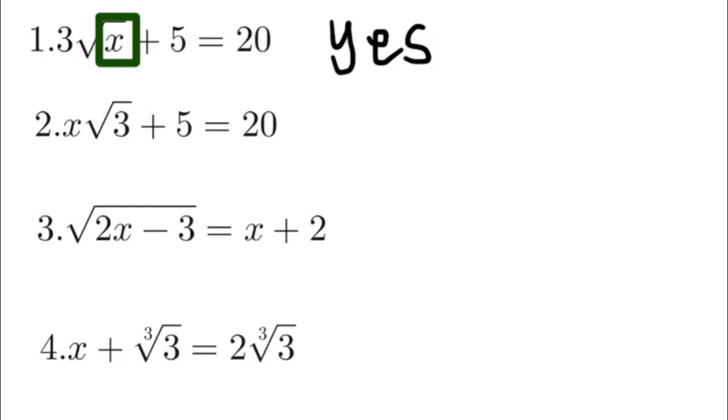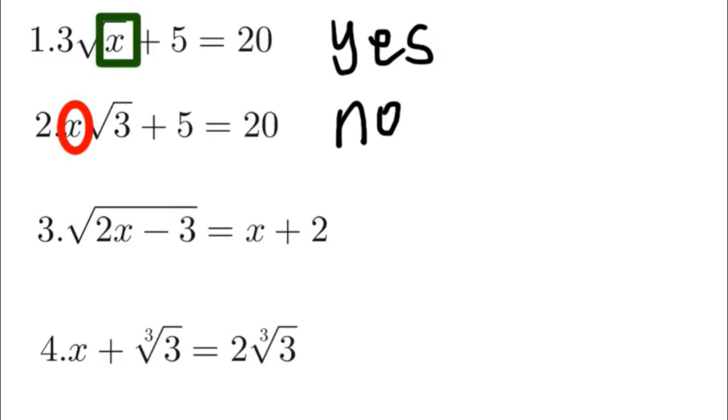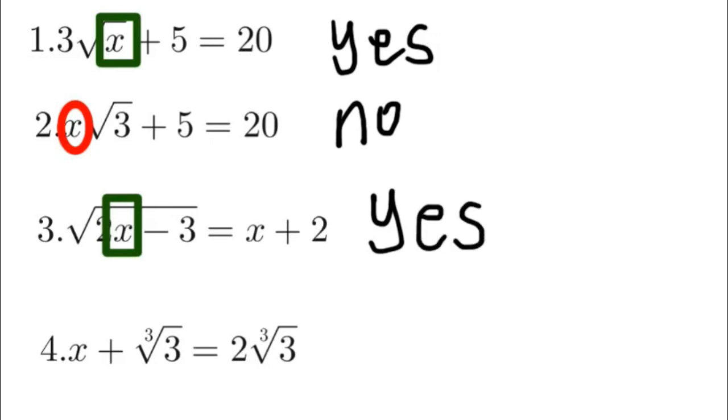Number 2, we have x square root of 3 plus 5 is equal to 20. Since our unknown quantity is outside the radical sign, number 2 is not a radical equation. So that is a no. Number 3, we have square root of 2x minus 3 is equal to x plus 2. Since we have an unknown quantity inside the radical sign, number 3 is a yes. And last, number 4, we have x plus cube root of 3 equals cube root of 3. Since our unknown quantity is outside the radical sign, number 4 is not a radical equation.